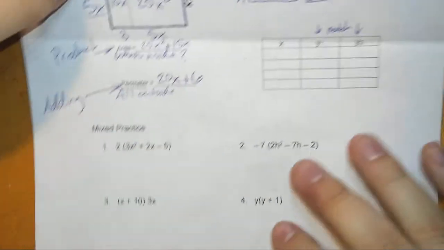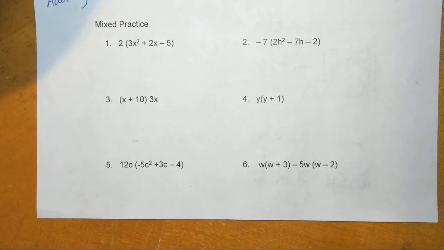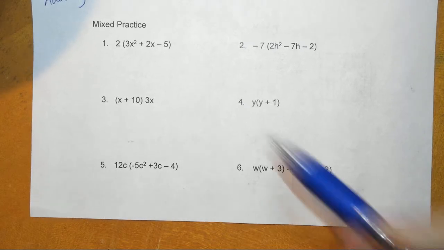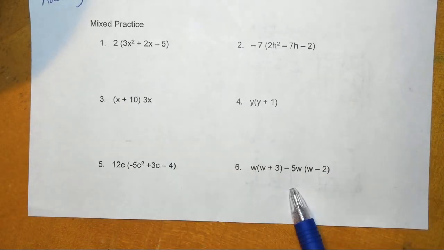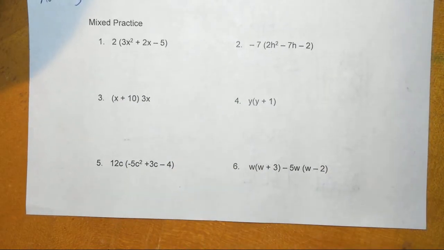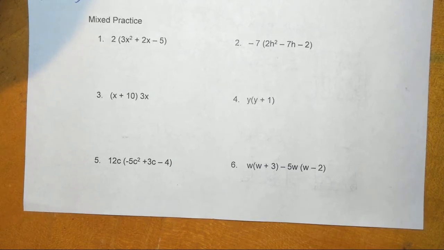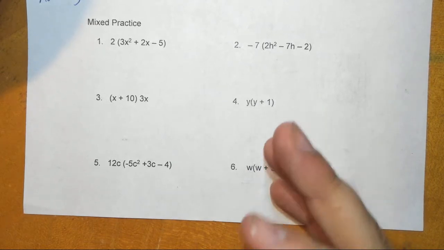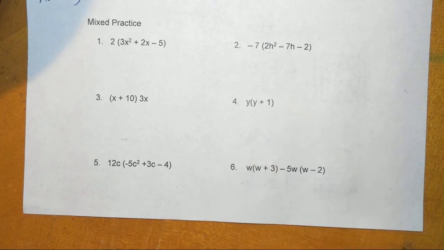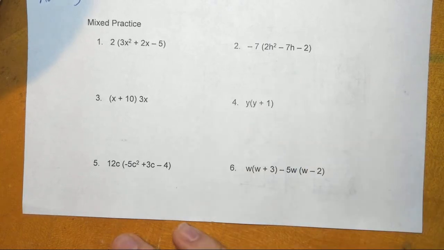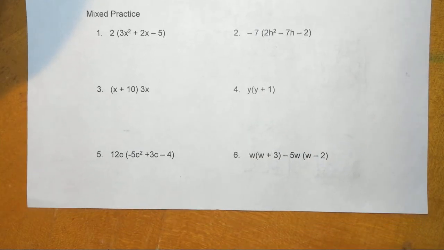Now, your goal, using whatever methods that you can, is you have 6 problems down here on the bottom. You're trying to multiply those out. Okay, different polynomials you're multiplying out, and you're going to be doing those on your own. So go ahead and get started on those.